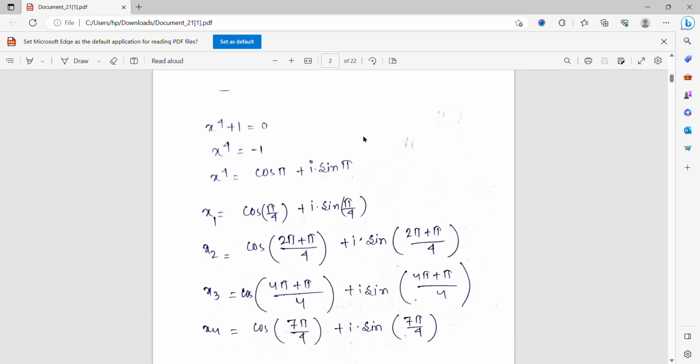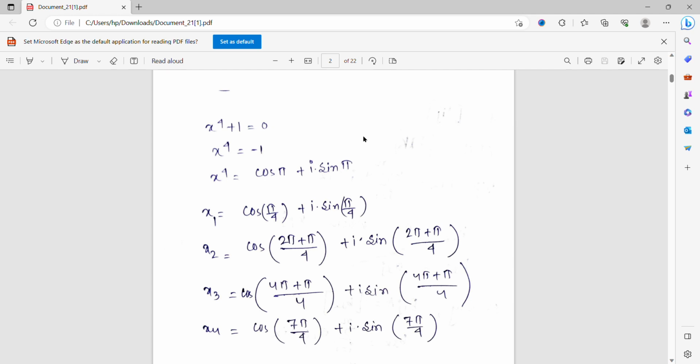Here x to the power 4 plus 1 equals 0. That means x to the power 4 equals minus 1. So x to the power 4 equals cos pi plus i sin pi. Then the solutions of these equations are given here: x1, x2, x3, x4. We can easily see that all the roots of the equation x to the power 4 plus 1 are distinct. So that means all the eigenvalues of the matrix A are distinct.